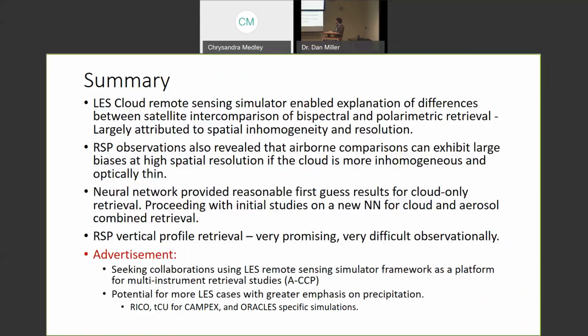This is just my summary slide. I don't think I need to read it or anything. I kind of summarized everything as I went. If anyone has any thoughts about how to use the LES simulator in different ways, I've got all of the data, and generally, if folks are interested in looking at clouds from a different perspective, I'm looking for collaborators all the time. So that's it.